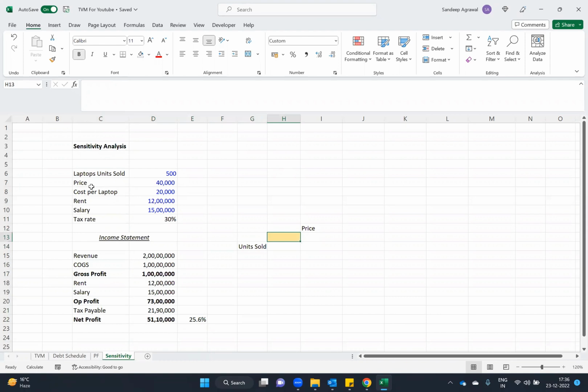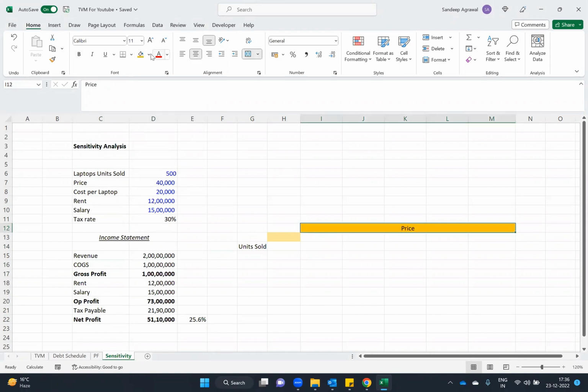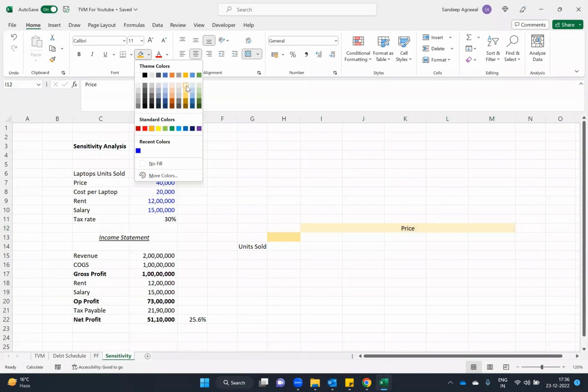So let me do some formatting first, so that it's easy for you to visualize.